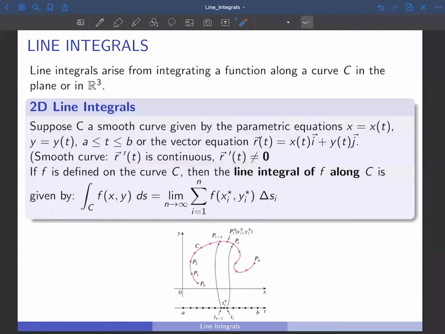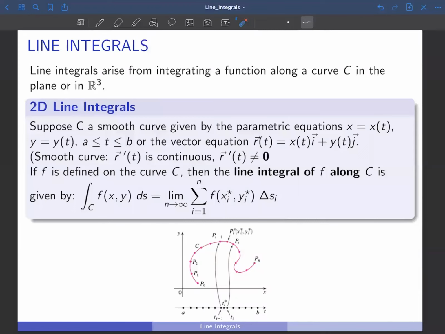And that curve is given by the parametric equations x equals x of t and y equals y of t, where a is less than or equal to t less than or equal to b, or equivalently, the curve is given by the vector equation r of t equals x of t times the vector i plus y of t times the vector j.